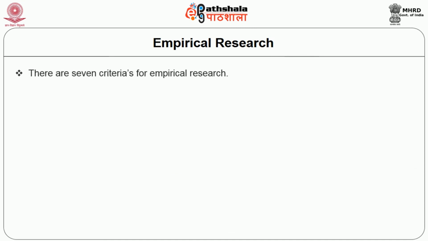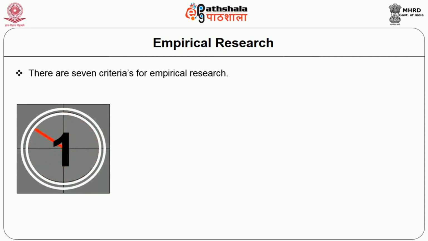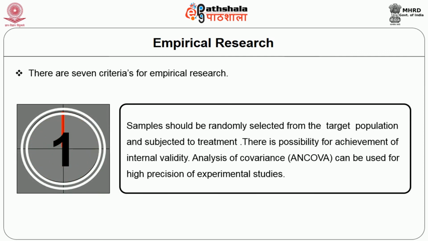There are 7 criteria for empirical research. Number 1, samples should be randomly selected from the target population and subjected to treatment. There is possibility for achievement of internal validity. Analysis of covariance, ANCOVA, can be used for high precision of experimental studies.